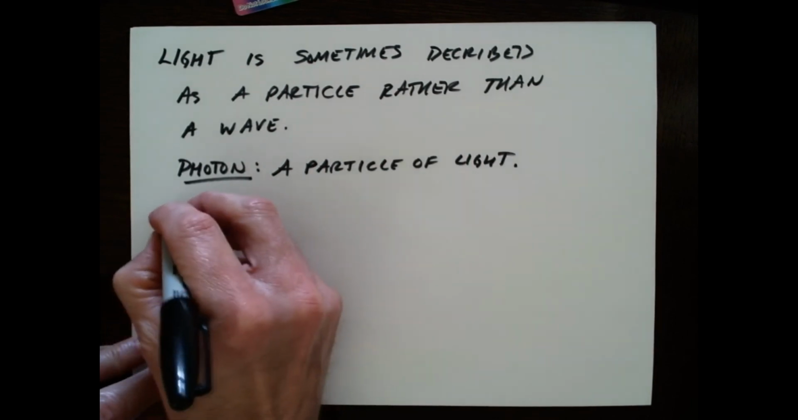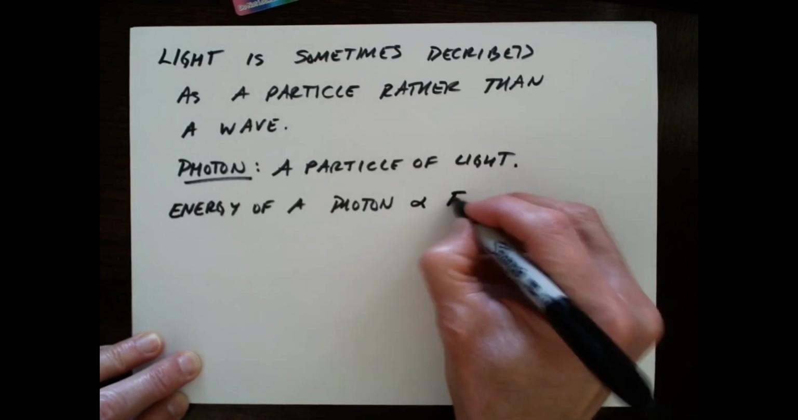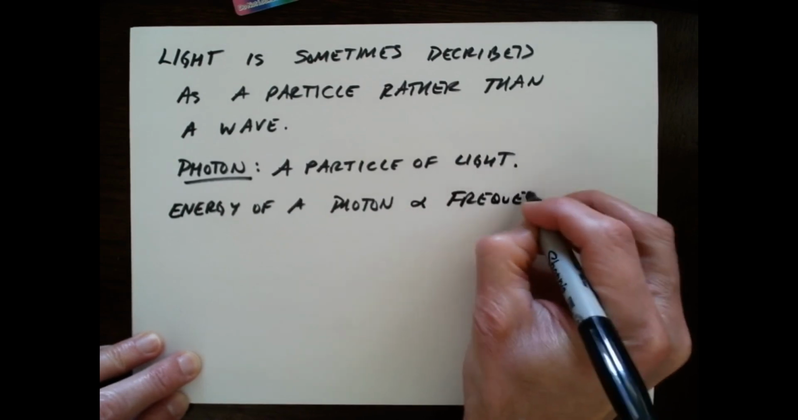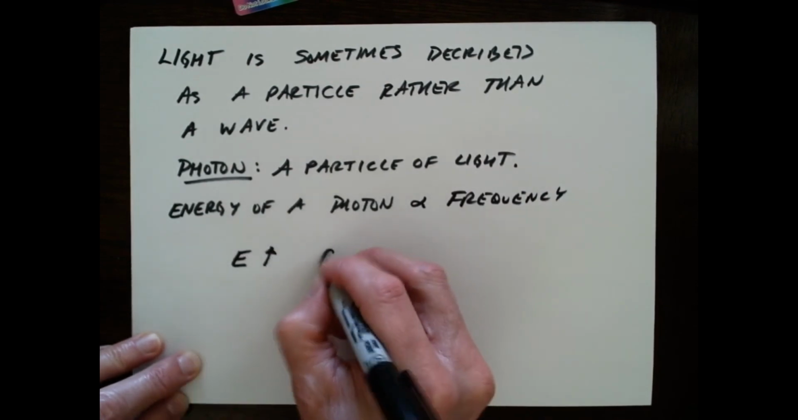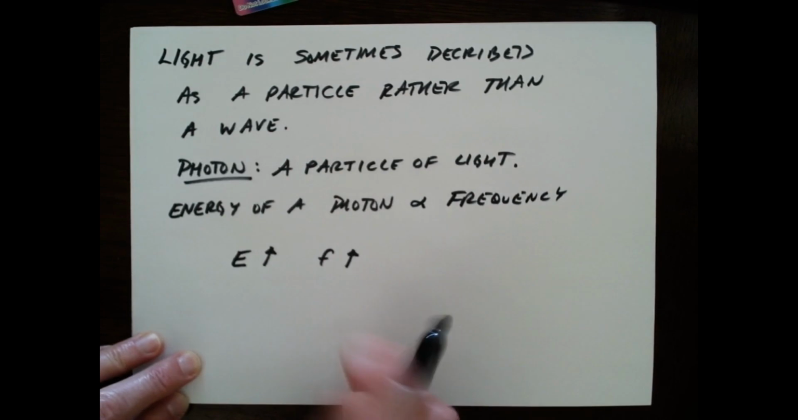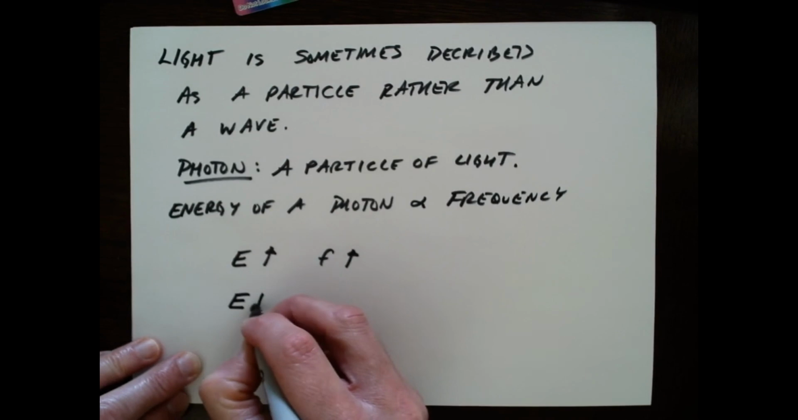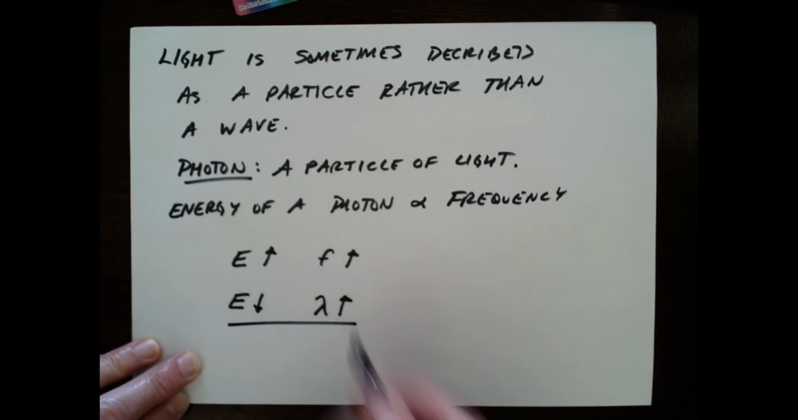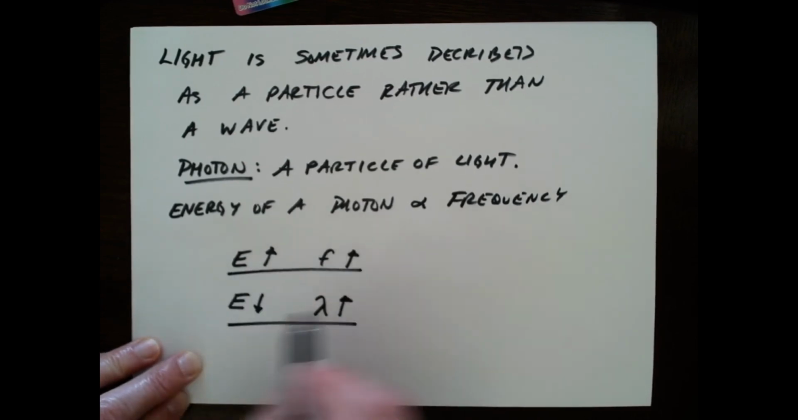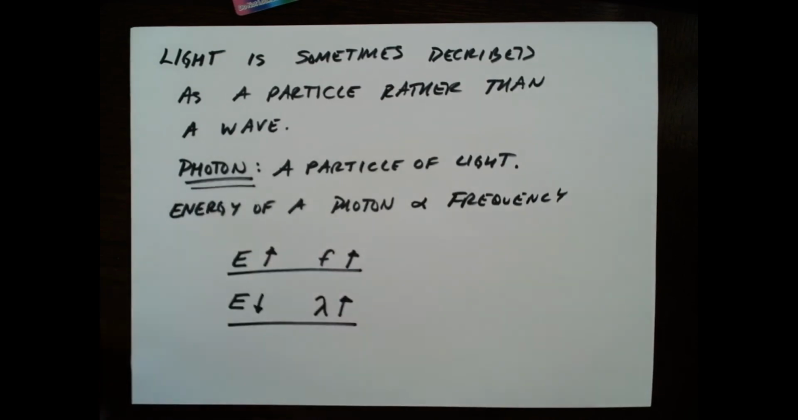It turns out that the energy of a photon is proportional to its frequency. So what that means, the energy of a photon goes up when the frequency goes up. And because frequency and wavelength are inversely related, the energy of a photon goes down as its wavelength goes up. So there's an inverse relationship between energy and wavelength. There's a direct relationship between energy and frequency of photons. And that covers all that we need to cover about light.